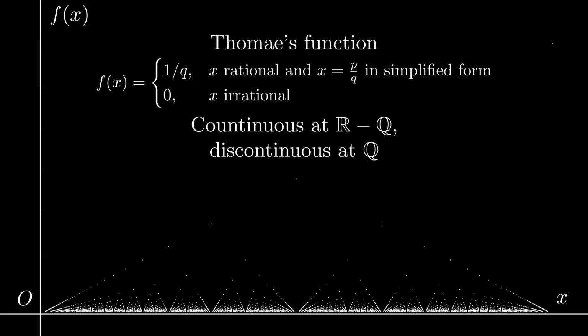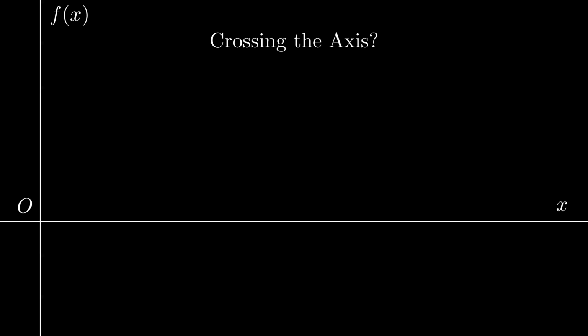However, defining continuity formally is itself an extremely difficult topic, so we'll deal with the informal definition for the rest of the video. With this in mind, we can define whether a point is crossing the axis.